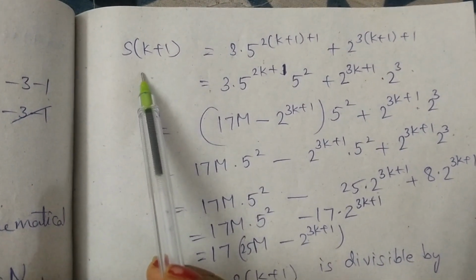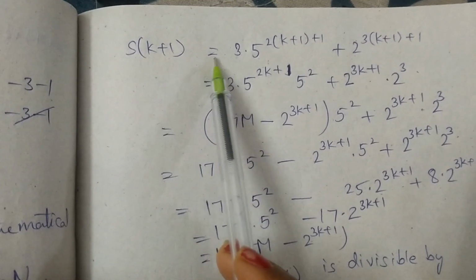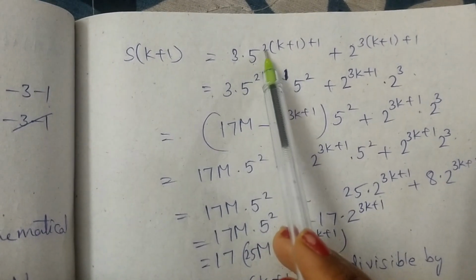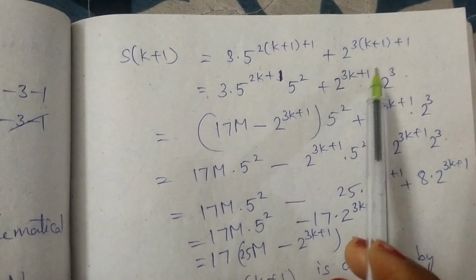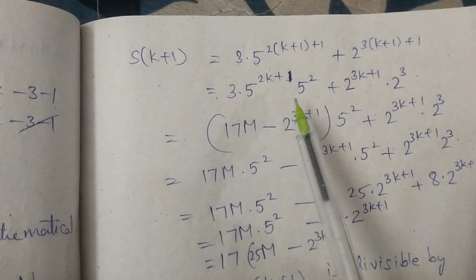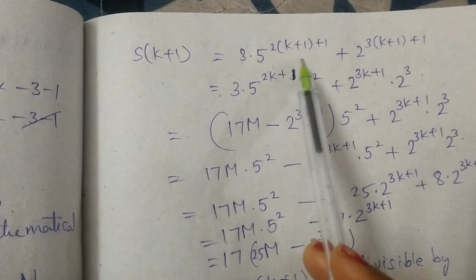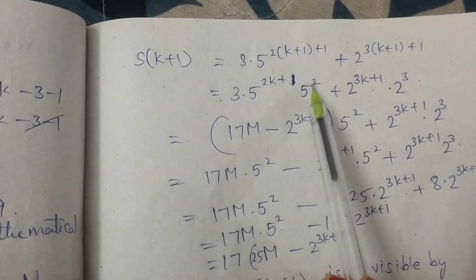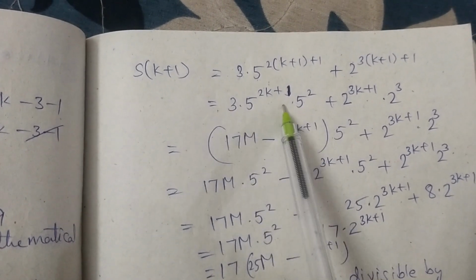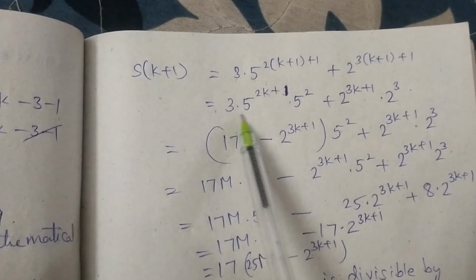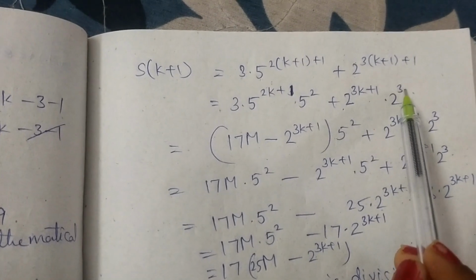Now for proving n equals k plus 1, just substitute k plus 1 instead of n. We'll be getting 3 into 5 power 2 into k plus 1 plus 1 plus 2 power 3 into k plus 1 plus 1. So now in short we have the value in terms of 3 into 5 power 2k plus 1. We'll be getting it as 2k plus 2, right? So this 2, that will be 5 power 2, you can write it here, and this value separately, so we can substitute over here, plus 2 into 3 power k plus 1 into 2 power 3.